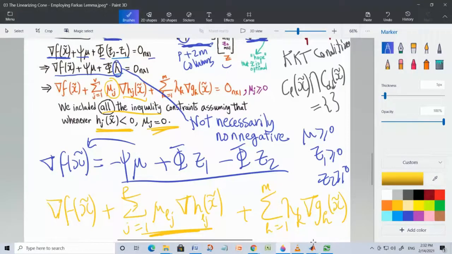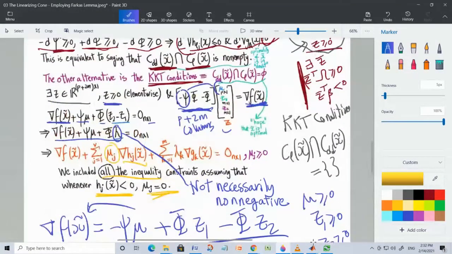So this is what we get for the Farkas. Basically, the KKT conditions are this statement that the linearizing cone and the cone of descent directions have an empty intersection. And we can write this mathematically as this expression here involving the gradient of the objective function and the functions involved in the constraints of our optimization problems.